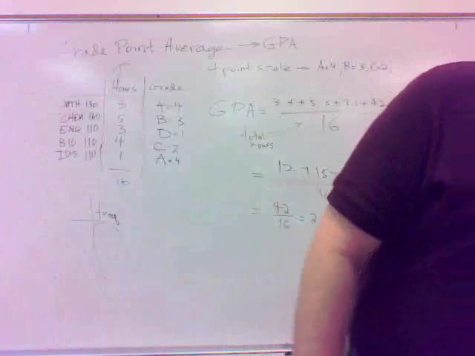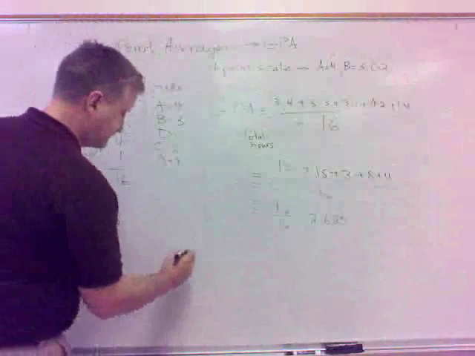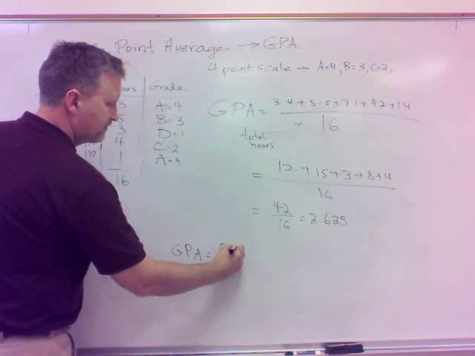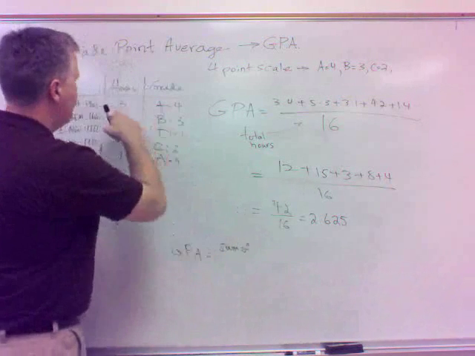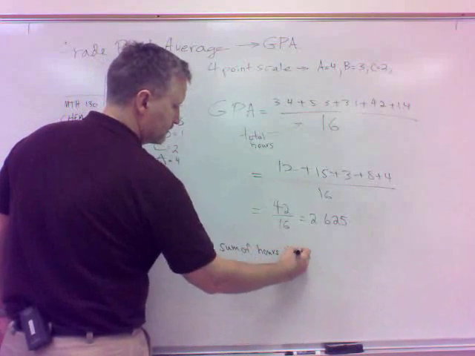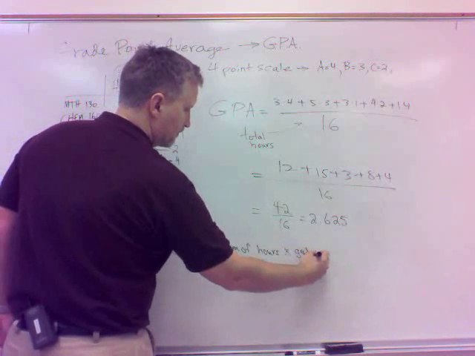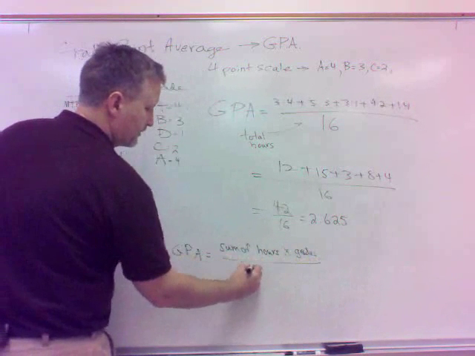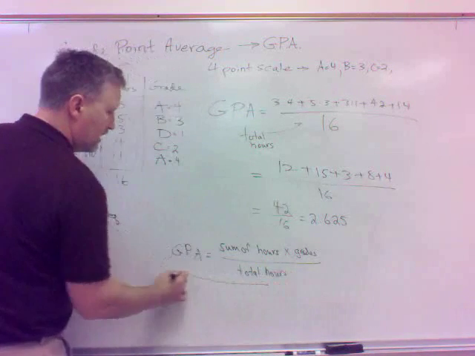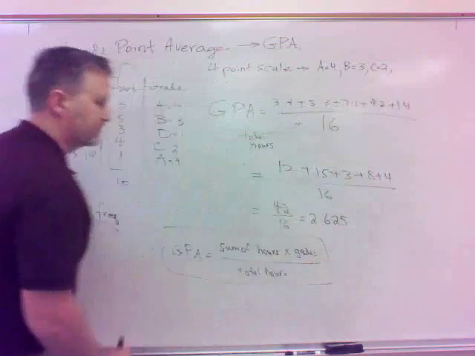All right. So the GPA is you just take the sum of all the hours times the grade, and then we divide by the total hours. That will always be how you compute your grade point average.